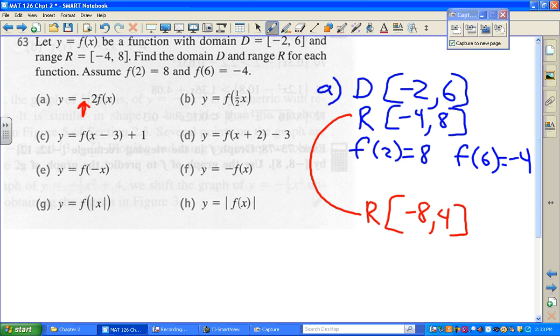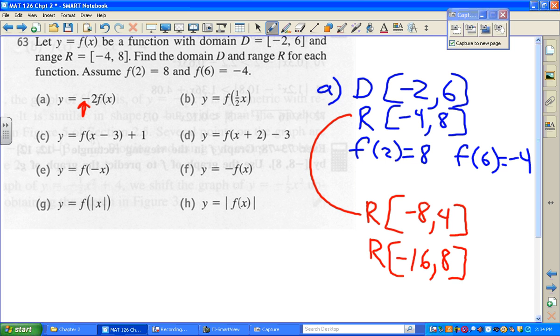It has to go in numerical order, smallest to biggest. And what's the 2 do? Does that multiply the x or the y? So, now that I multiply it, it should go from -16 to 8. You're stretching it vertically by a factor of 2. Nice. We don't have to do anything with the points, do we? It says find the domain and range for each function. How's that look? Pretty good?